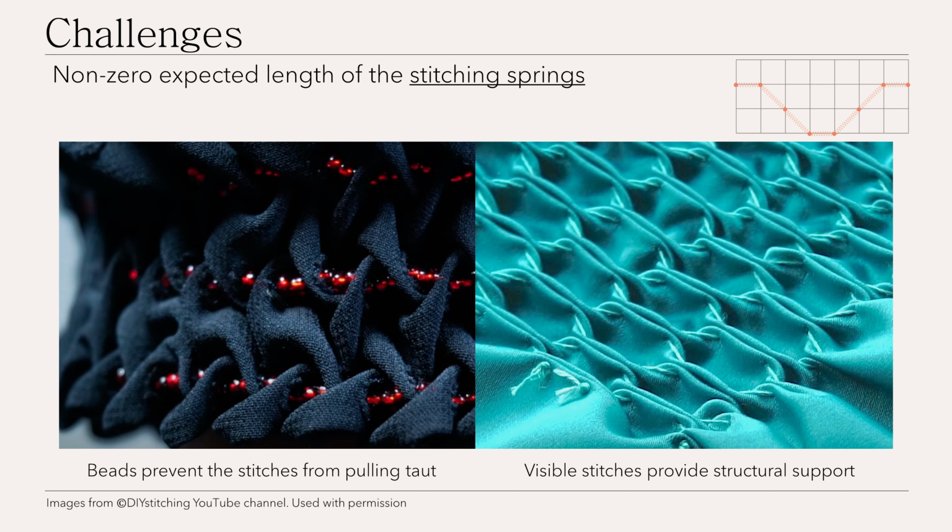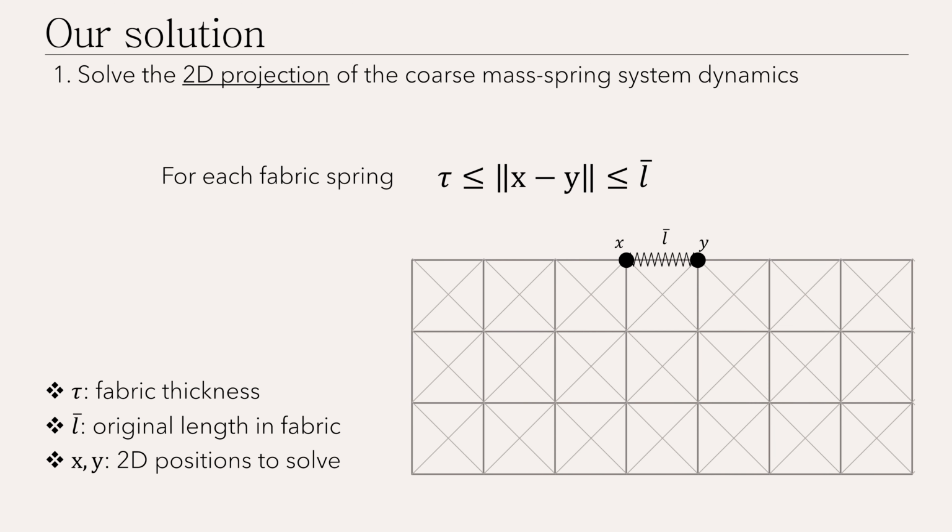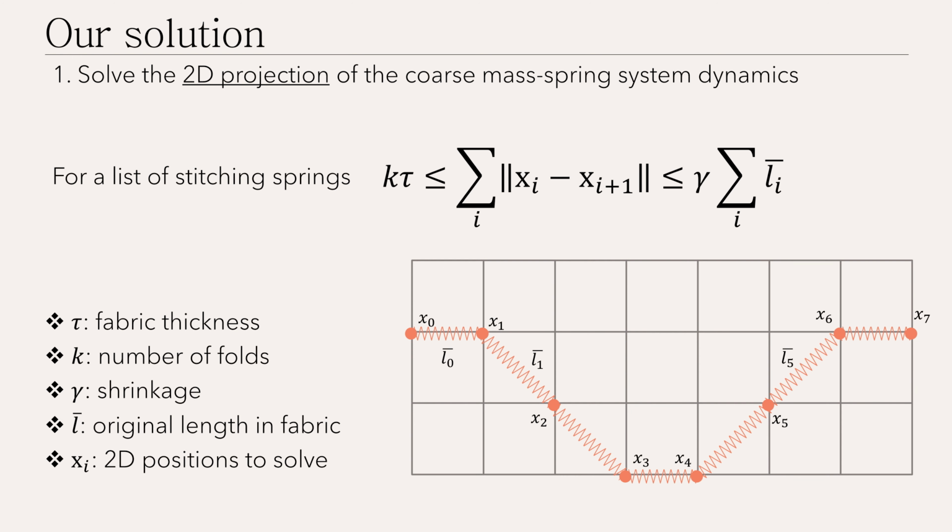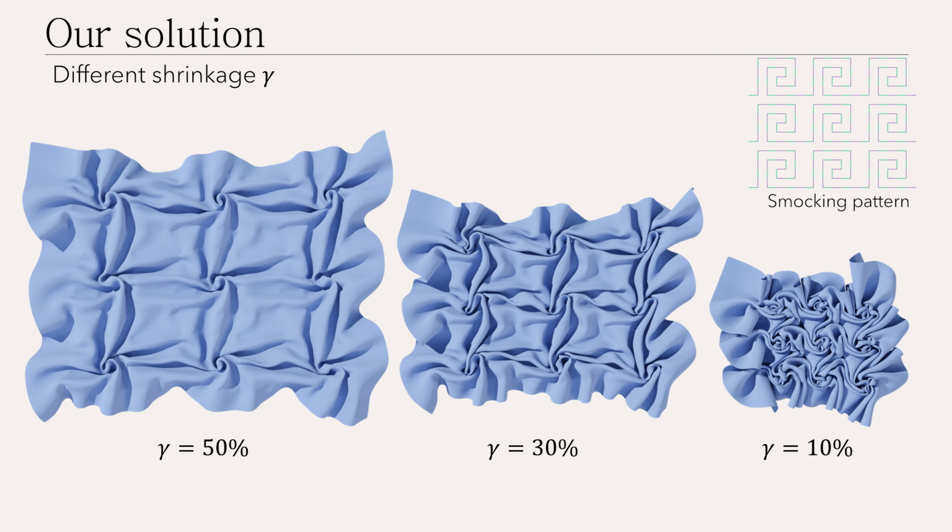To address these challenges, we propose to solve the 2D projection of the system dynamics. The projected length of each fabric spring is bounded by the fabric thickness and its original length. This constraint allows fabric springs to compress in 2D to form 3D pleats. For a list of connected stitching springs, their overall length is bounded between the total thickness and a predefined shrinkage ratio gamma of the sum of their original length. This gamma allows us to mimic the smocking process under different shrinkages.